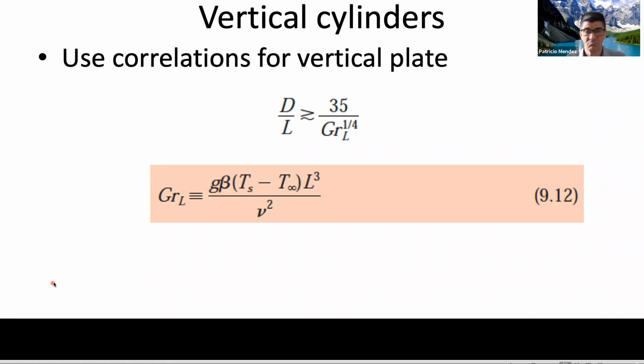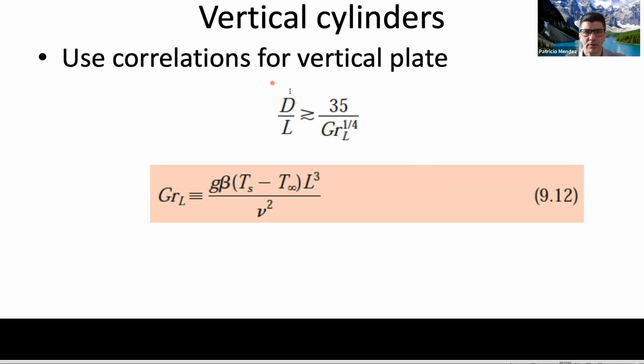If I look around, looks pretty flat to me. I know the Earth is not flat, but from my height, looks pretty flat. The same for the boundary layer. If the boundary layer is thin, it will believe that the cylinder is in reality a wall. So for a chimney or a vertical cylinder, there are so many cases, I'm just going to use the correlations for a wall. Now, how do I know if the boundary layer is thin or not?